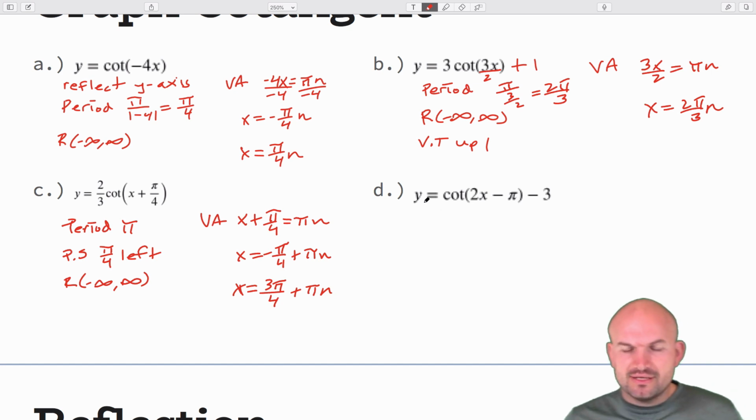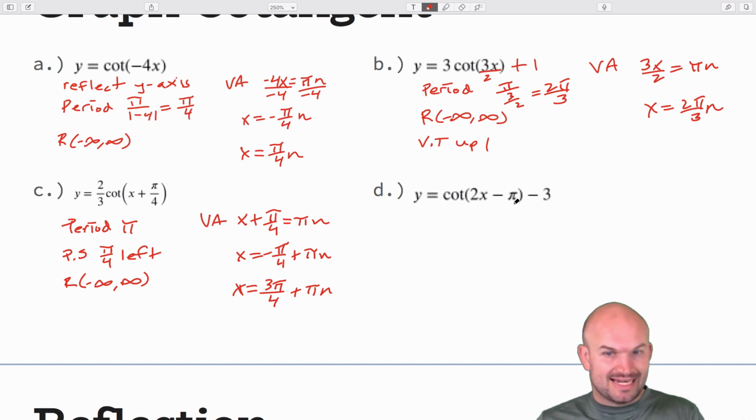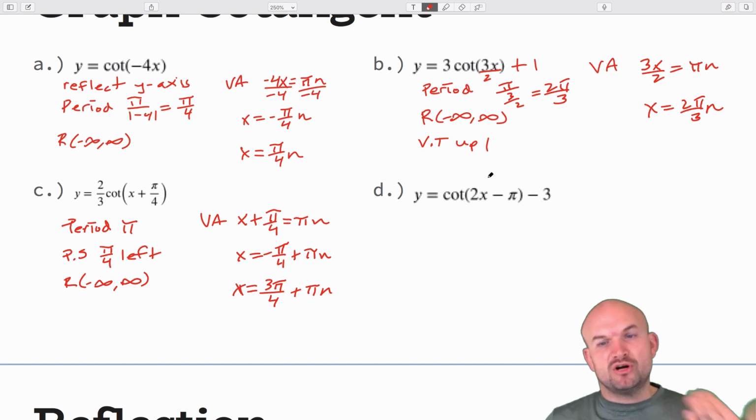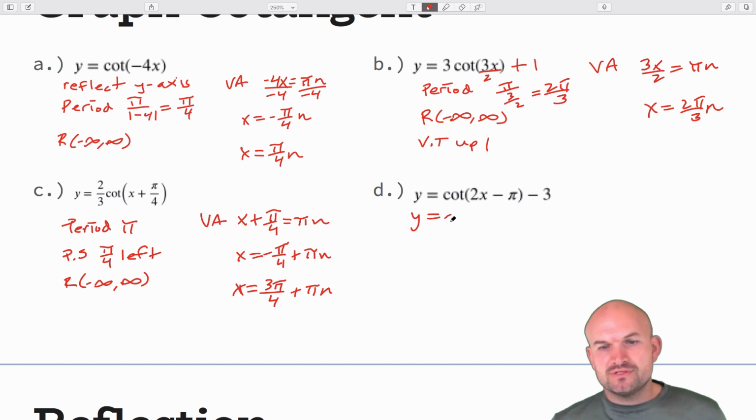The last example here is I have a 2 in front of the x, so therefore I need to factor it out, which is again dividing out a 2. Again, 2 does not evenly divide into pi. So rather than think of how do I divide 2 into pi, you can just say, well, dividing by 2 is the same thing as multiplying by 1/2. I can multiply pi times 1/2. Pi times 1/2 is just going to be pi halves. But let's rewrite it here. So we have y equals cotangent, factor out the 2. That's going to be left with an x minus pi halves.